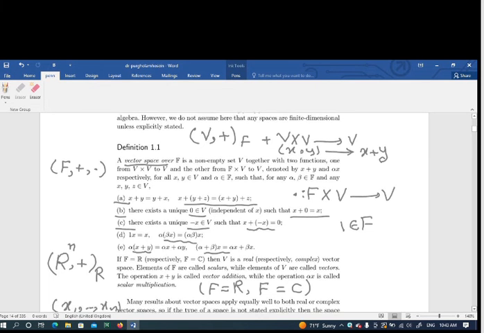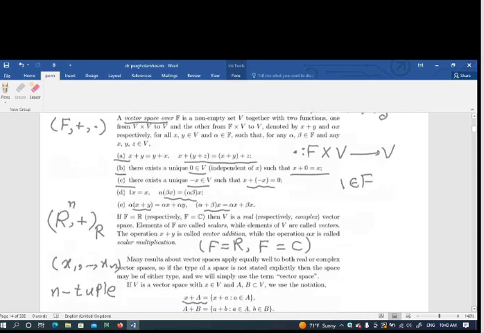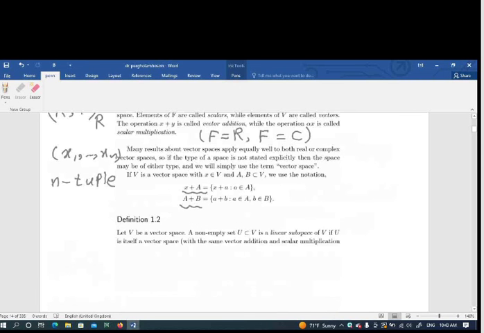Here the field in analysis is just R or C, not another field. There are many fields in mathematics like Q and others, but here when we say F, we mean R or C.